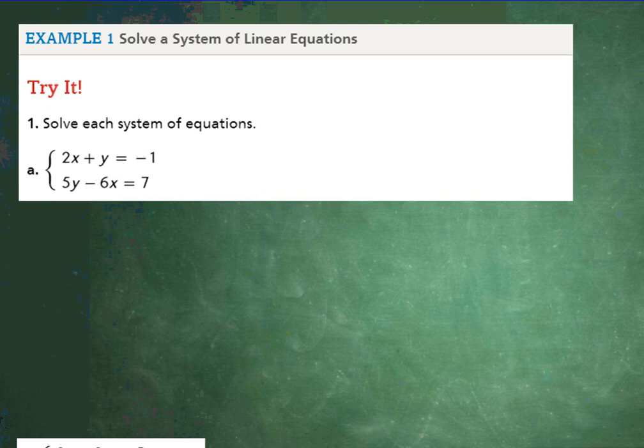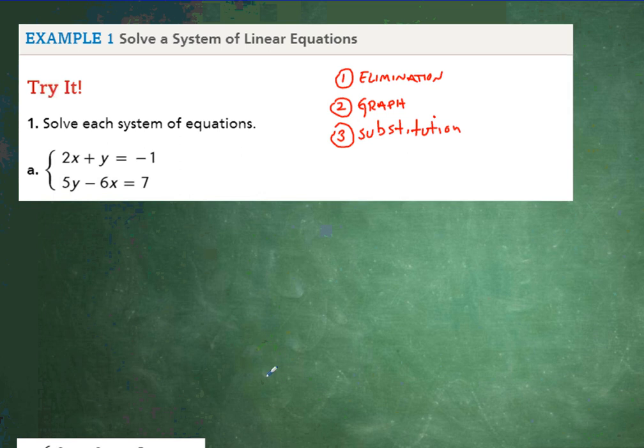Now, there are 3 ways of solving this system of equations. I'll write these down in case you want to see them. 1 is called elimination, which we'll practice in a little bit. 2 is graphing. You can graph these and figure out how to solve them. And 3 is substitution. I'm going to do substitution on this problem.